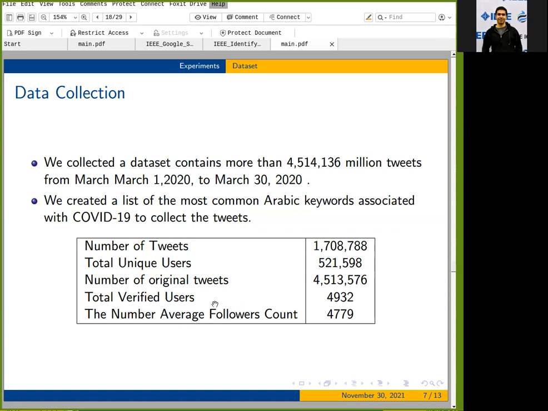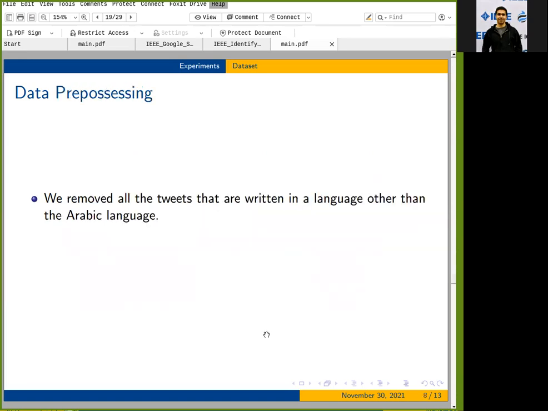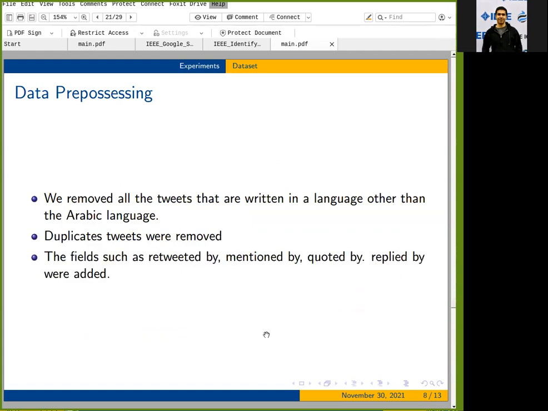And the number of verified accounts is around 4,900. And the average follower count is 4,700. So we removed all the tweets that are written in languages other than Arabic from the 4 million tweets. And duplicate tweets were also removed as pre-processing. And fields such as retweeted by, mentioned by, quoted by, replied by were added so that we can construct the graph in a valid way.